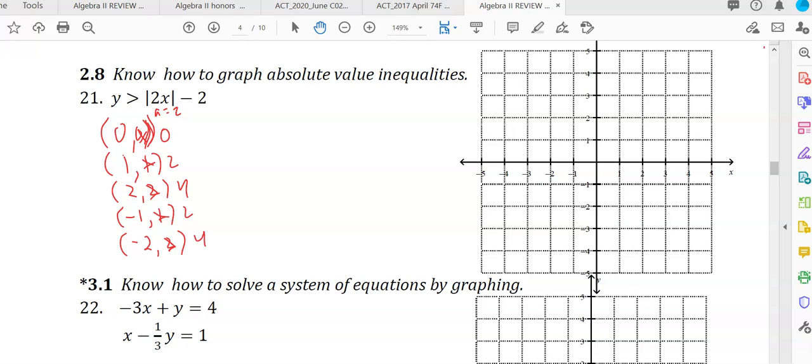So to plot those points: 0, 0, 1, 2, 2, 4. Oops, sorry, I missed that point. Let me see if I can redo that. There we go. You've got those 5 points there. And then this is going to move it down 2. So every point goes down 2. So that's my new vertex. This point goes down 2. This point goes down 2. And you've got it.